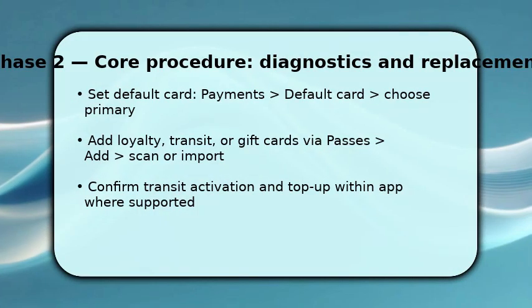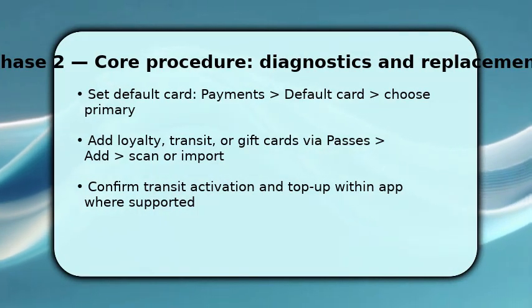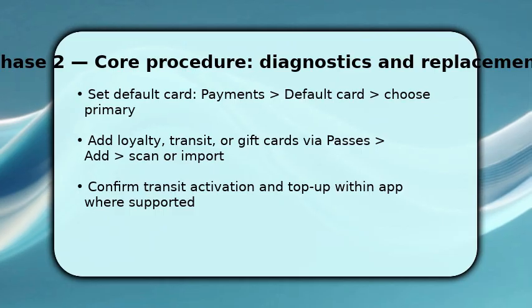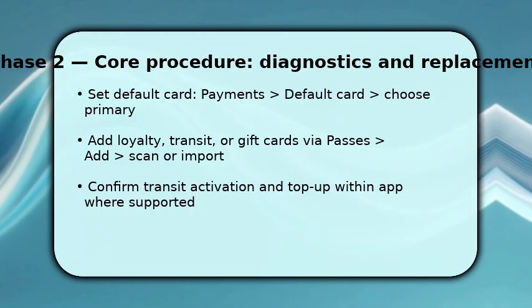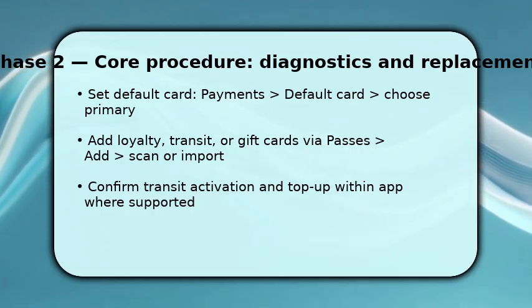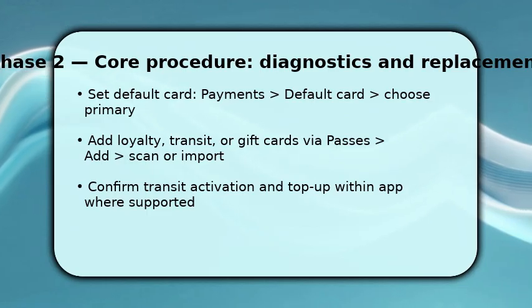Next, configure behavior so payments happen smoothly. Set your default card under Payments, Default Card. Choose the one you use most. Then add non-card items, loyalty, transit, and gift cards via passes and use scan or import options.